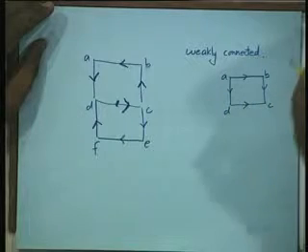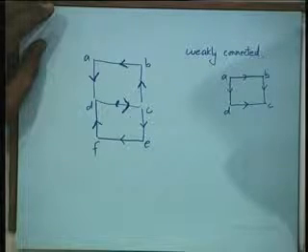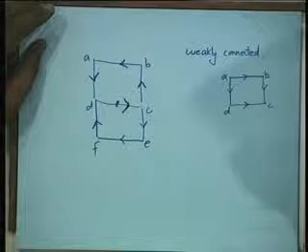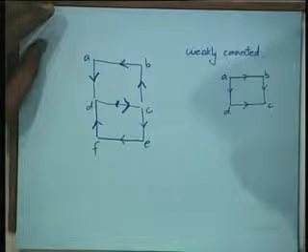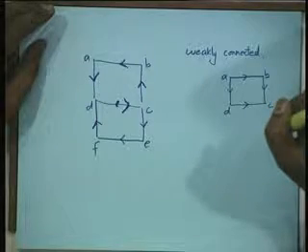The following graph, is it weakly connected? Yes? How many paths do you get between B and D? Is there a path from B to D? No. Is there a path from D to B? No. Is it weakly connected? No. This is not a weakly connected graph.